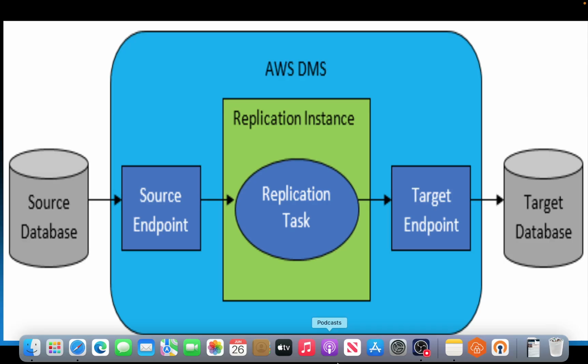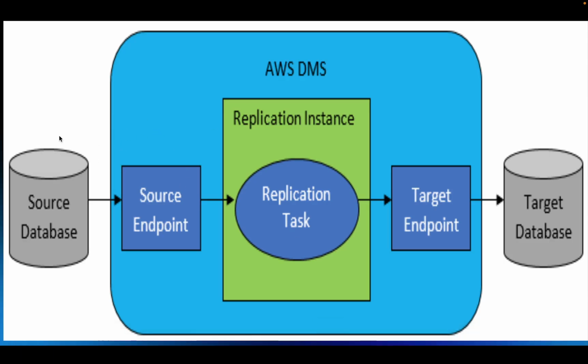Okay. So as you can see here, all you need to understand is you need to have what we call your source data, where you want to migrate or copy your data from. That is your source database. And then you need to have what we call your target or your destination database. So in between, this is where you need your data migration service.